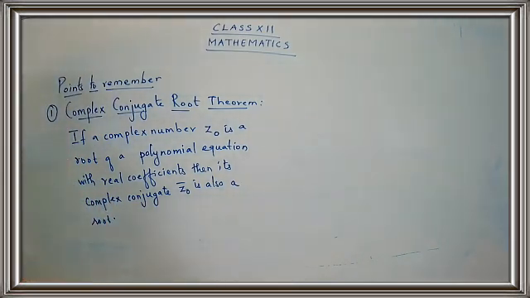What is the first point? Here we are stating a theorem. The theorem states that if a complex number z0 is a root of a polynomial equation with real coefficients, then its complex conjugate z0 bar is also a root. This is what we get from the theorem. Let me explain to you what this theorem means here.